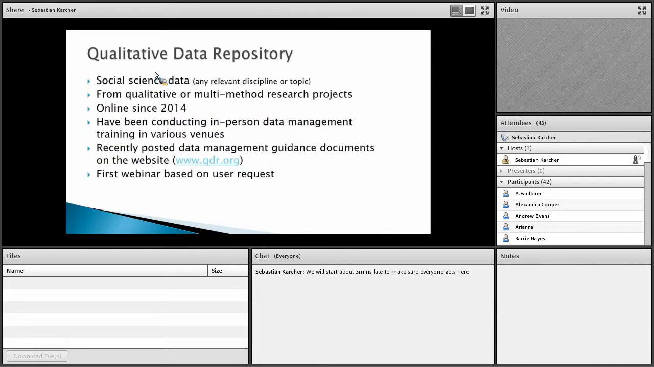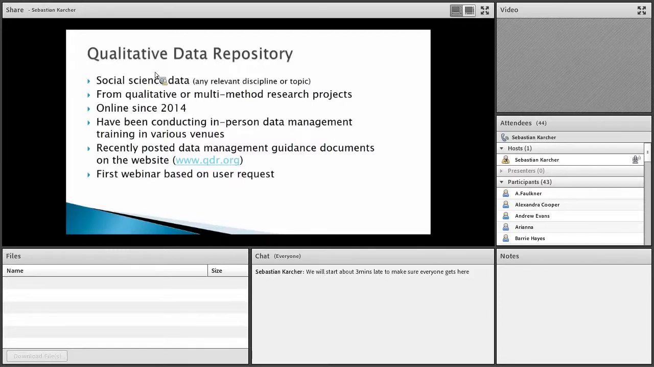Now, very briefly, the Qualitative Data Repository. We are a social science data repository, social science broadly construed, that is collecting qualitative and multi-method research data. We're a very young organization. We've only been online since 2014. We do a lot of in-person training in data management in various venues, at our Summer Institute, at IASSIST, where I think a lot of you actually heard about the webinar. We have data management guidance documents on our website, which we of course encourage you to visit.